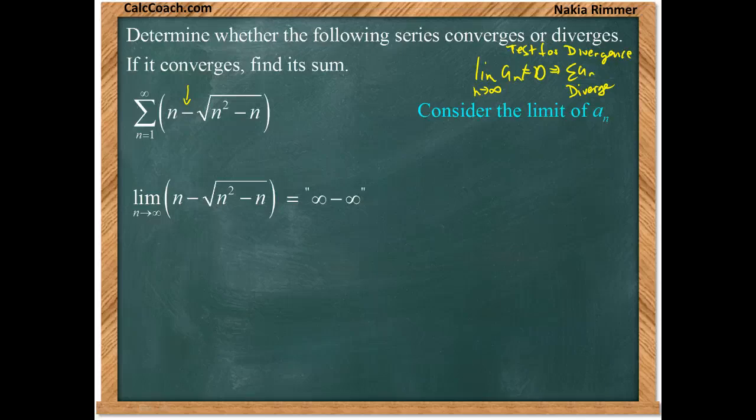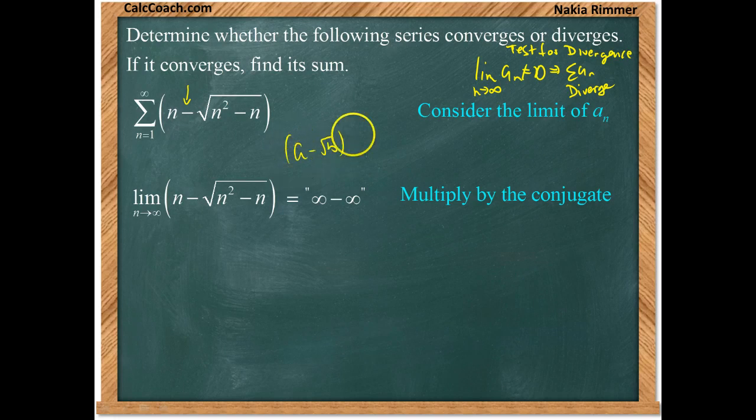The algebra that would come to mind would be to multiply by the conjugate. If you have a minus root b, the conjugate is a plus root b. You bring that in with the goal in mind that when you multiply this out, the minus a root b and the plus a root b from the outer and inner FOIL terms cancel, and you end up basically with a squared minus b. You end up losing your root. That's what we're going to do.